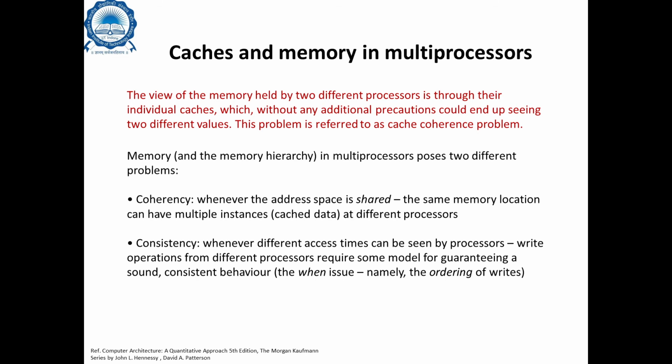So basically there should be some model for guaranteeing a sound consistent behavior, for example in terms of the ordering of writes, what is going to be the ordering of writes and so on. That concept is known as cache consistency, and the cache coherence is about the view of the individual caches by the individual processors. So that's the cache coherence. What I'm trying to say here is that whenever a multiprocessor is designed, in terms of the memory aspect, both the cache coherence and the cache consistency problems need to be taken care of through some algorithms and rules.